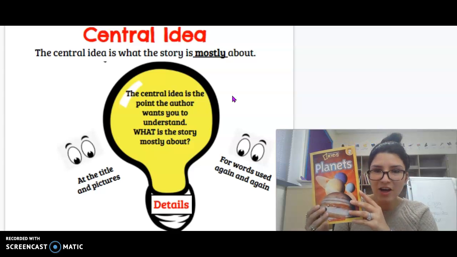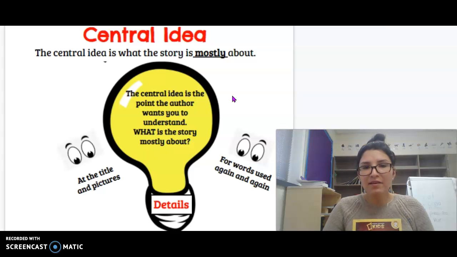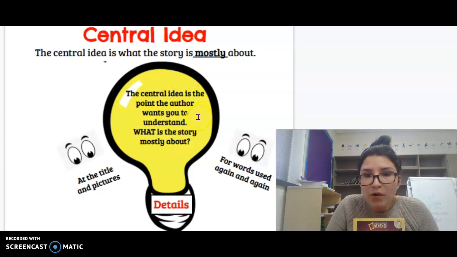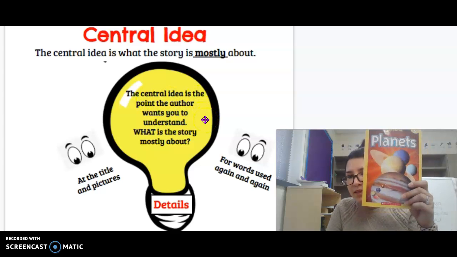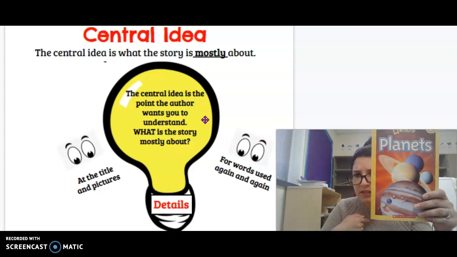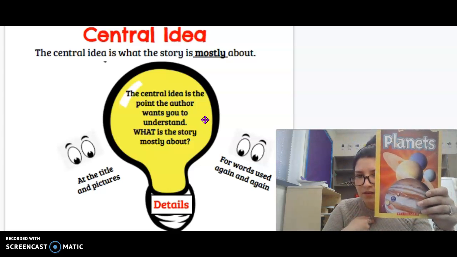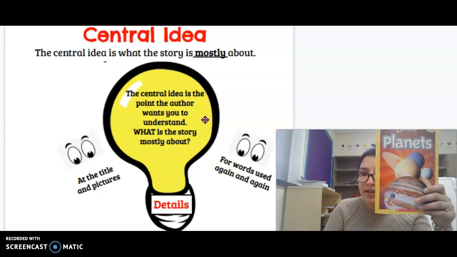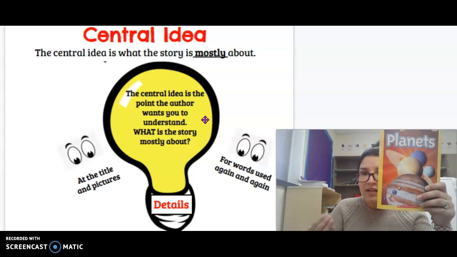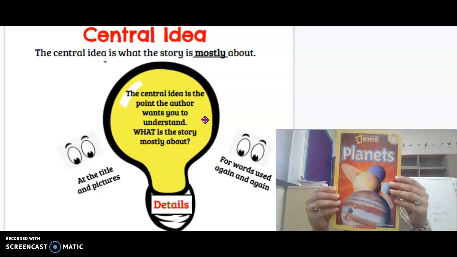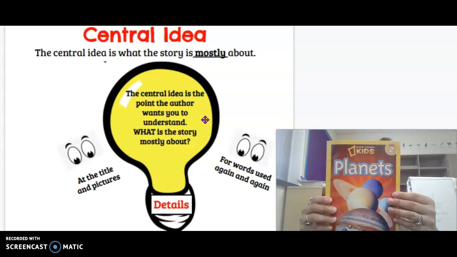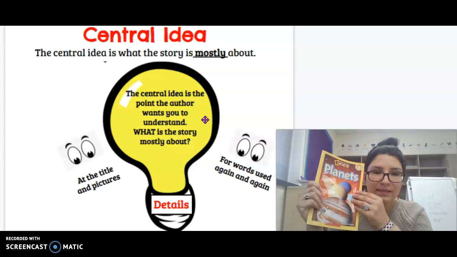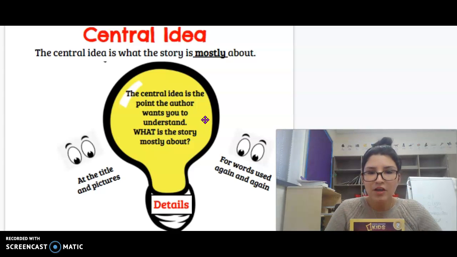Planets. Excellent job. So, again, right here, the central idea is the point the author wants you to understand. What point do you think the author is trying to get across to us, the reader? The author wants us to learn about planets, give us real information about planets, right? So, the central idea that the author is trying to get to us is to give us real information about planets. Okay? So, that's just a quick little review over central idea.